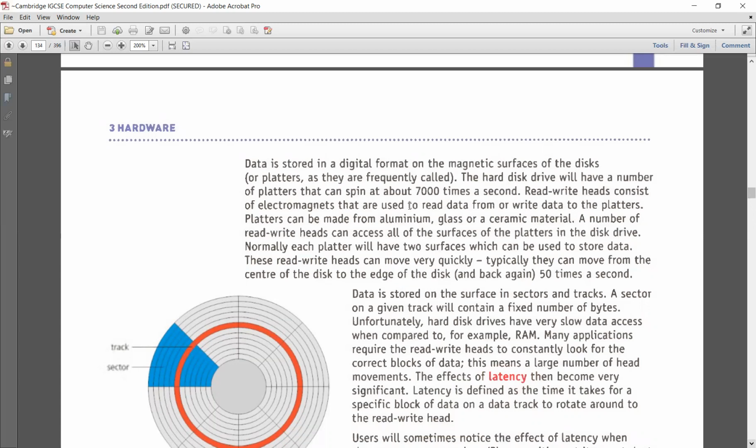And what is it made up of? Platters are made up of aluminum, glass, or ceramic material. And a number of read-write heads are used to read the data from and write the data to the hard drive. Then you need to know the latency term.